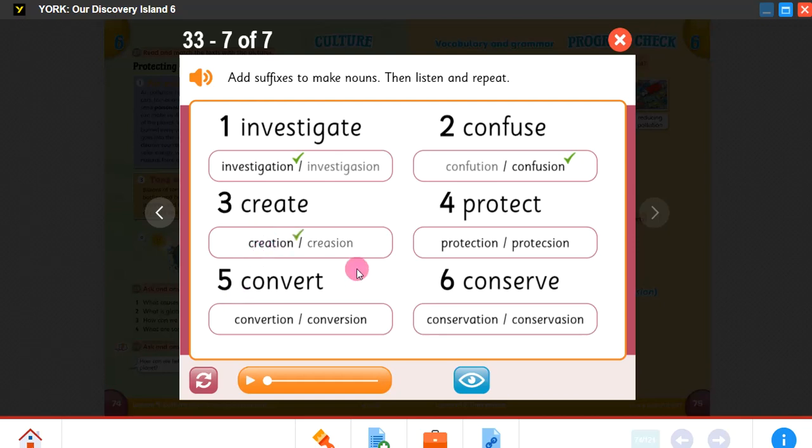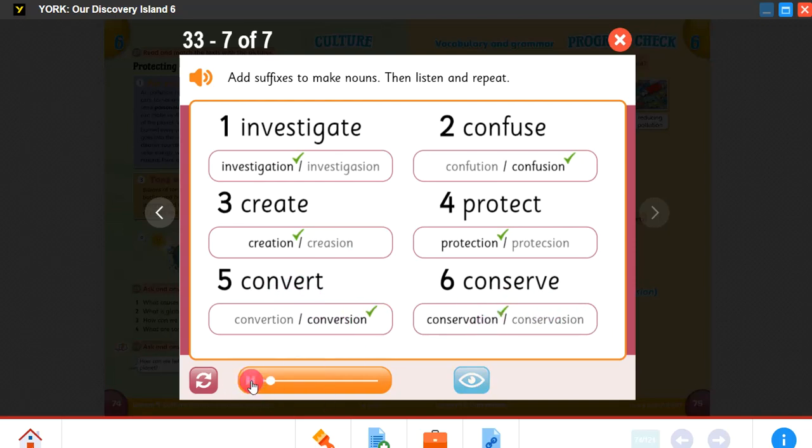So it's the T-I-O-N. Protect is protection. It's the T-I-O-N because I'm using the sh sound. Convert is conversion. I'm using the j sound here. So it's the S-I-O-N. And conserve is conservation. So it's the T-I-O-N here.